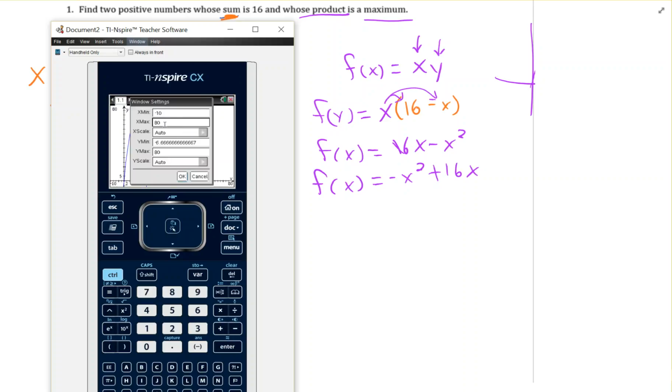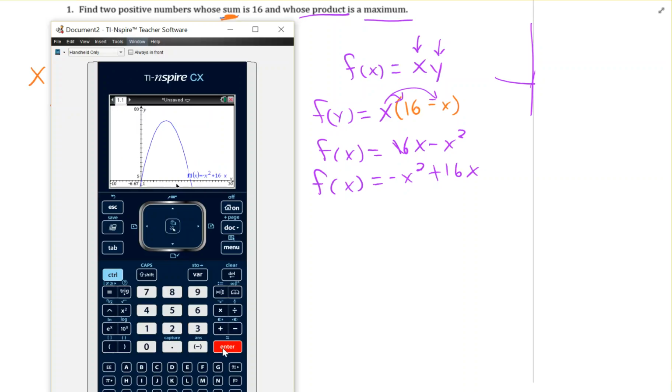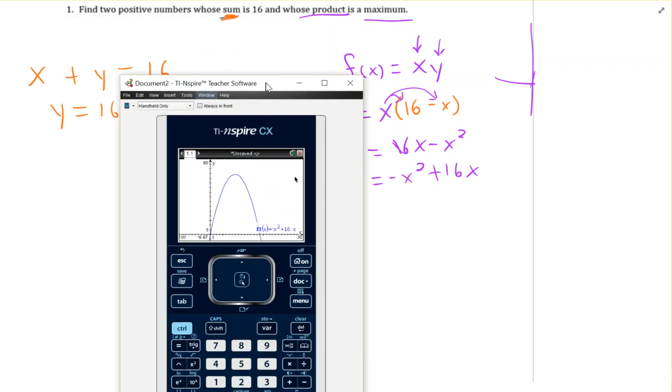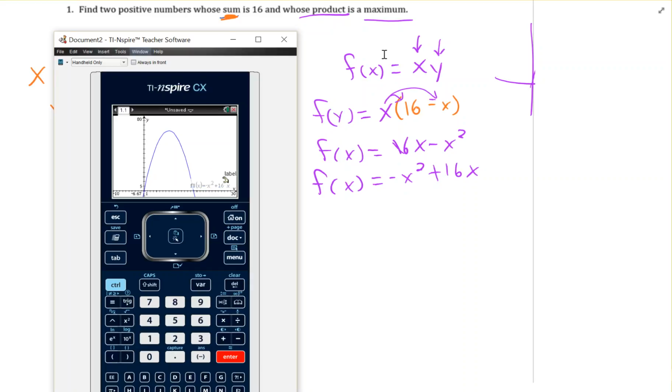So x max, let's go 30. There. So that's pretty good, right? We can actually see this whole thing now, right? So now, if we want to figure out what those two numbers are going to be at the maximum, then our y here, this is what the numbers are going to multiply to, right? That's what's going up and down.